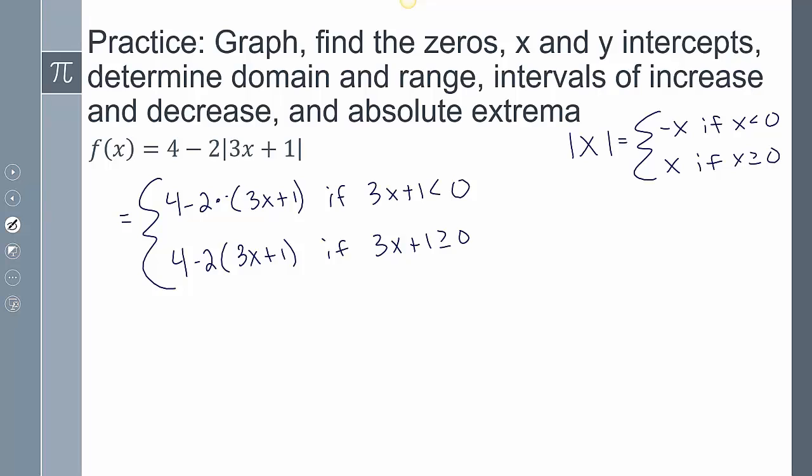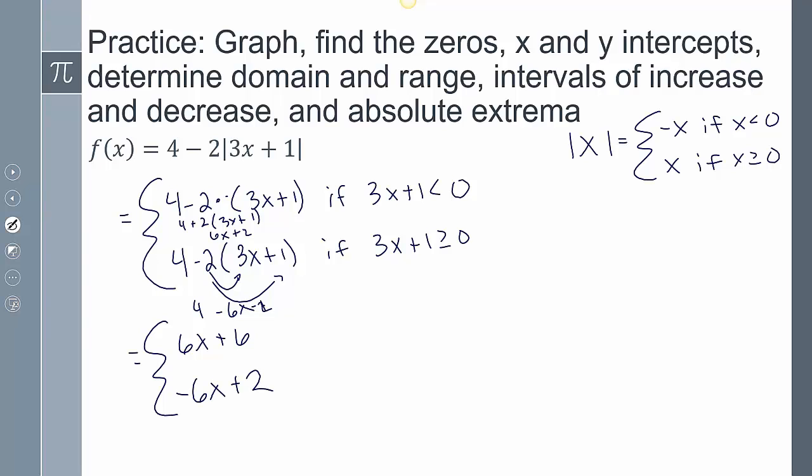So now just cleaning this up, negative 2 and that negative is going to give me a positive, so that'll be 4 times, and this becomes 2 times 3x plus 1, so that'll be 6x plus 2, so that'll be 4 plus 2, so this is going to be 6. So this will be 6x plus 6, and then this one here, distributing that through, you're going to get 4 minus 6x minus 2. So that's going to be negative 6x plus 2.